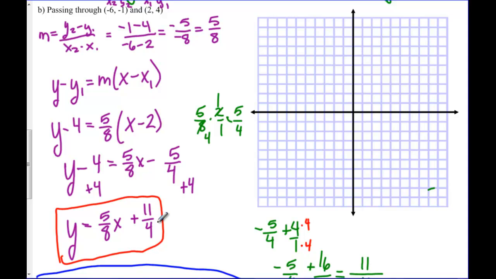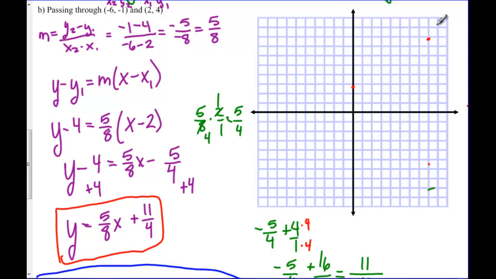Is that okay? All right. I mean, let me know. All right. So this is really the same as 2.75 or 2 3/4. So what that means to me is it's the same as just a little bit below 3. So from that point, we're going to use our 5/8. So we're going to go up 5 and to the right 8. All right, so let's go up 5 and to the right 8. All right, we're going to end up right there.